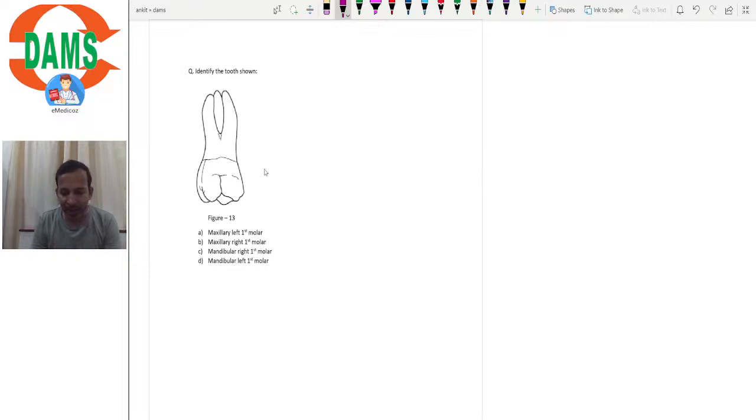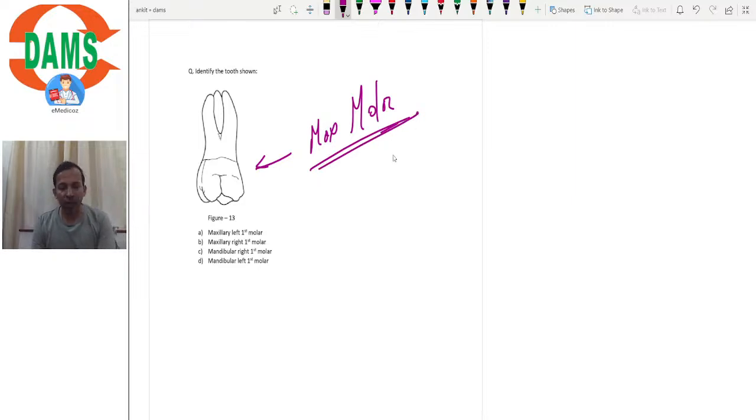So one thing is clear, that this is a maxillary molar, isn't it? Then you can identify a large cusp and a small cusp. So the larger cusp has to be mesial. Again, you can see a large mesial cusp, right? The large mesiopalatal cusp can be seen from the buccal side. So this has to be the mesial side and this has to be the distal side.